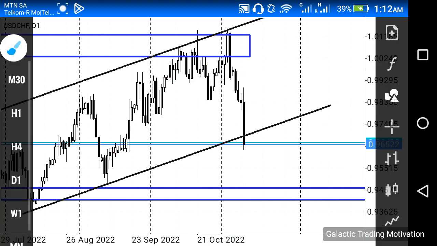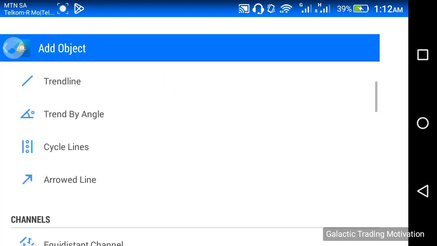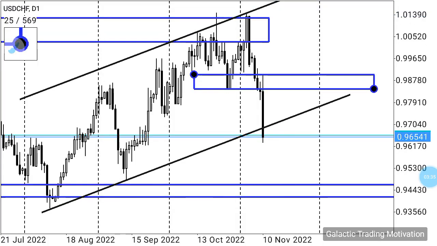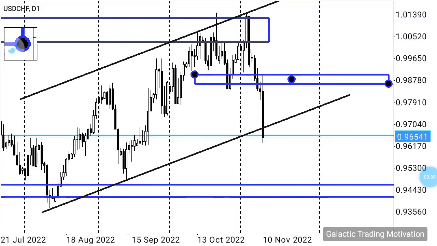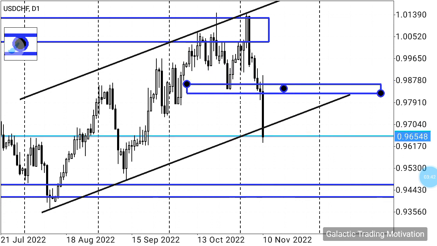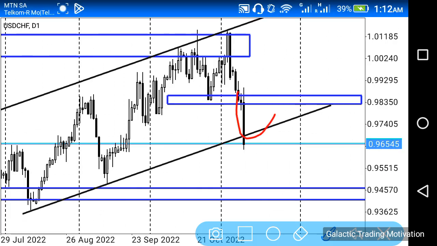So similarly, I'm just going to add a neckline to that structure. Just bear with me guys while I do so. We could say that more or less this is the neckline of our M structure, and ideally what we would love to see happen next is for price to head back to the neckline to test it, and should it do so from where it is, at this point is where we would look for potential selling opportunities, right?